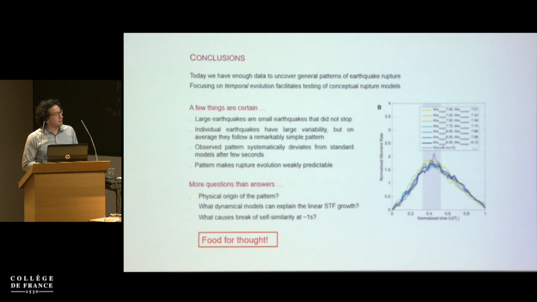conclude here that thanks to these fantastic data sets, we're now able to probe the statistical properties of earthquake sources. We're making surprising findings that go against some of the most classical rupture models that we're used to. So this opens a lot of questions, actually. What is the origin of these patterns? What dynamical models are consistent with this?